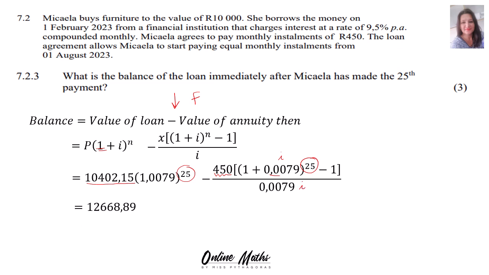For the first part you get 12,686. For the second part you get 12,398, and when you subtract the 2, the balance of the loan will be 282 rand and 36 cents. Where's the marks? This part, that part, and final answer.